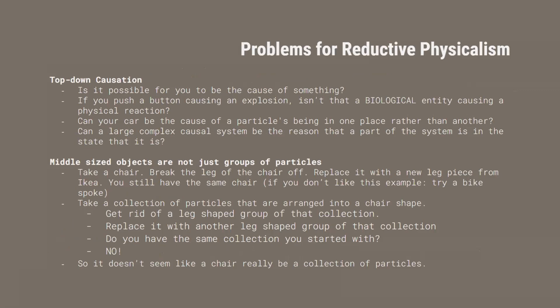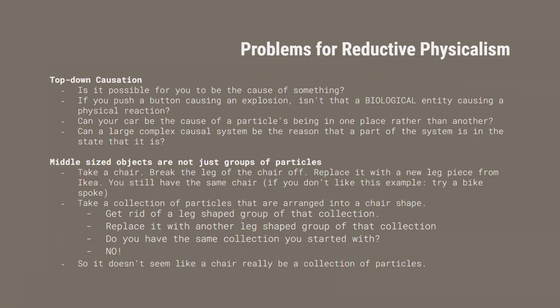So there's a few problems for what we might think of as reductive physicalism. Reductive physicalism being the view that says in the end that none of these macro level objects actually exist. All the things that exist are these fundamental objects that stand in specific physical relations to one another. Certain problems, well, one of them is top-down causation, right?